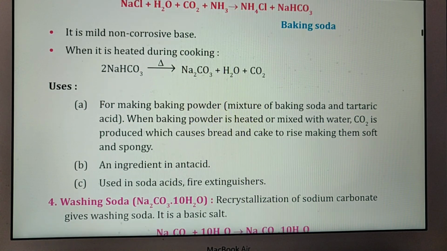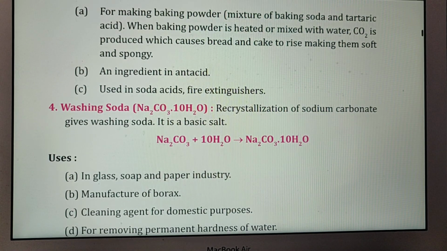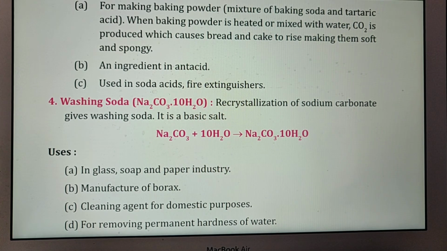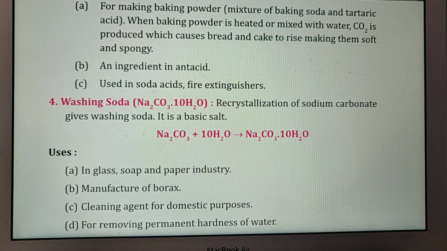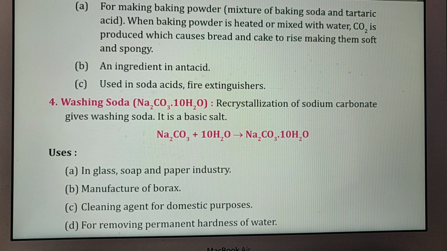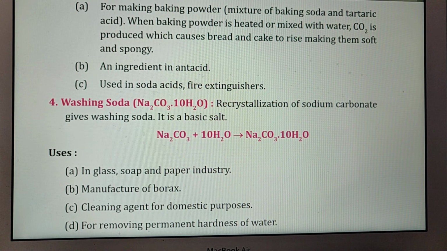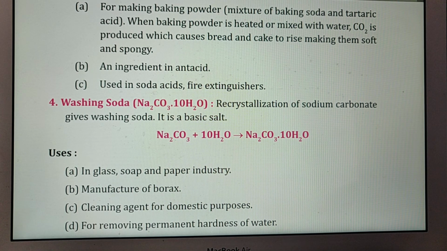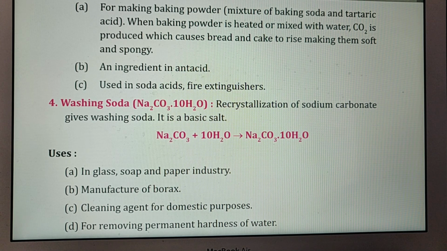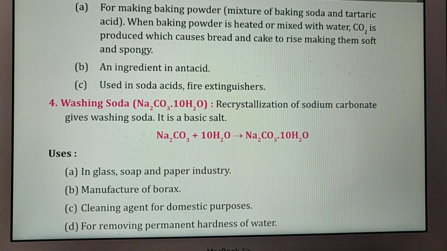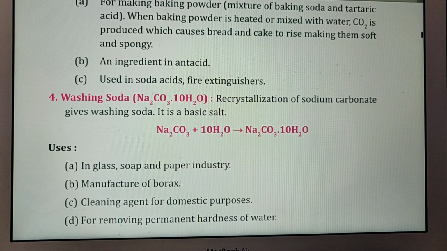Baking powder is a mixture of baking soda and tartaric acid. With these two, baking soda and tartaric acid, you get baking powder. When baking powder is heated or mixed with water, carbon dioxide is produced, which causes bread and cake to rise, making them soft and spongy. It is an ingredient in antacids, and is used in soda acid fire extinguishers.